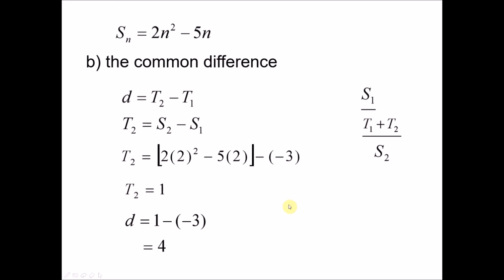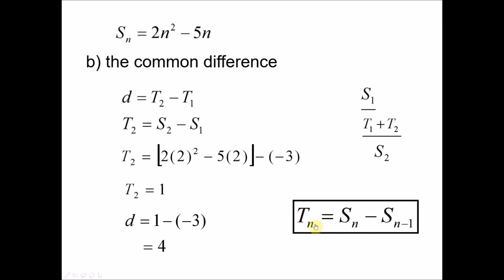From here, you need to note that Tn equals Sn minus S(n minus 1). In this case, T2 equals S2 minus S(2 minus 1), which is S1. So you can always find the nth term by taking the sum of the first n terms minus the sum of the first n minus 1 terms.